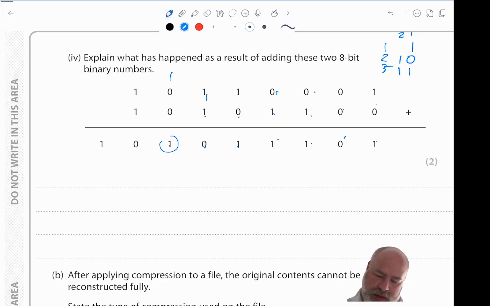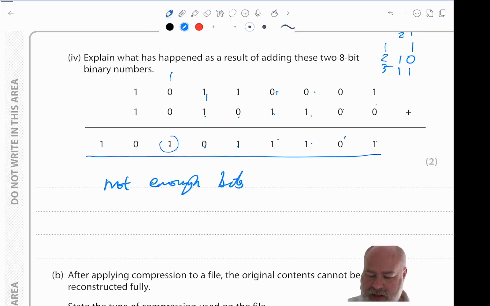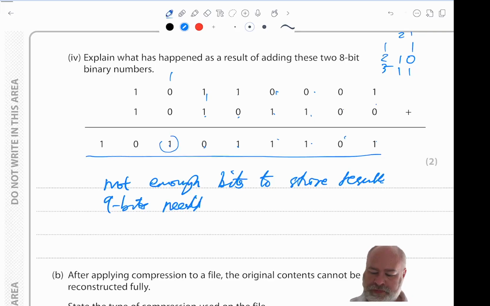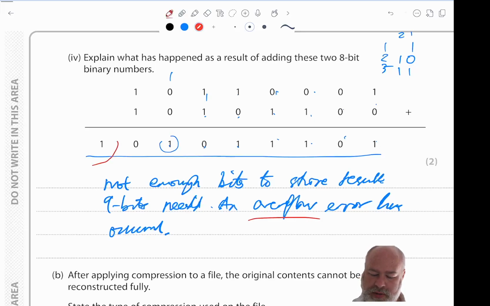So we've got 9 bits. The only way of storing this is, so we can say, not enough bits to store result, 9 bits needed, an overflow error has occurred. Okay, it's more than enough. As soon as you mention things like overflow, the examiner knows what you're talking about, and you know that there's a 9 bits here.